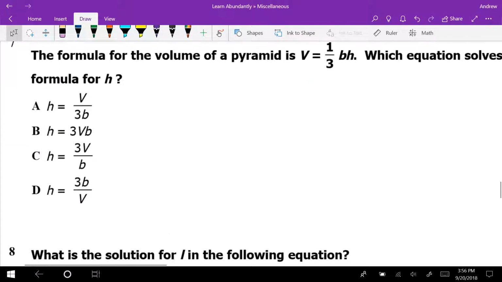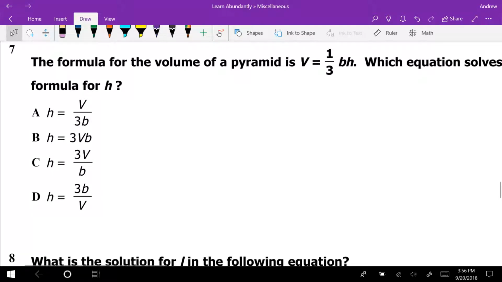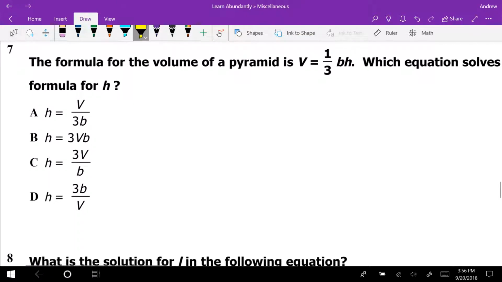Number 7, the volume of a pyramid, 1/3 BH. Again, we have a fraction. We're trying to get the h by itself, but the problem is we have that 1/3 there. In order to get rid of a fraction, it's multiplied, so we're going to multiply by the inverse or the reciprocal. So we're going to multiply by 3/1.